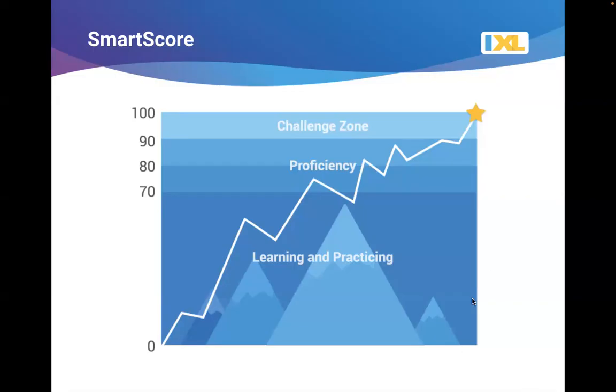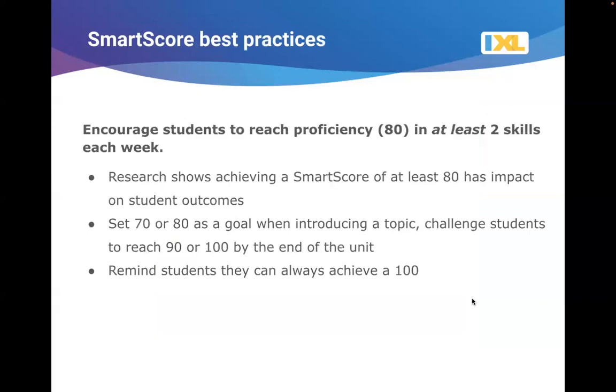Now, something that's really important to know is that we actually recommend that students reach a SMART score of 80. This is going to be where they really start to see progress and growth. And what we really recommend is that they reach that 80 SMART score in at least 2 skills per week. Now with Vanguard, I actually want to take it a little step further. We recommend that students work in at least 2 skills per week and that they reach an 80 or proficient level.